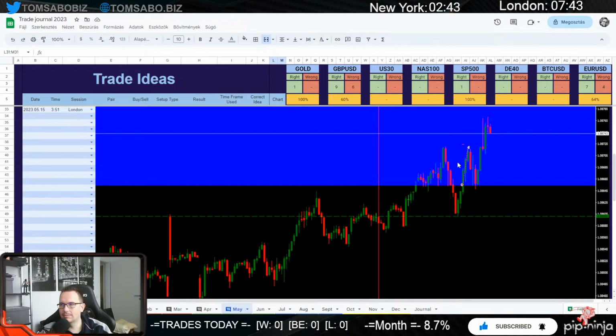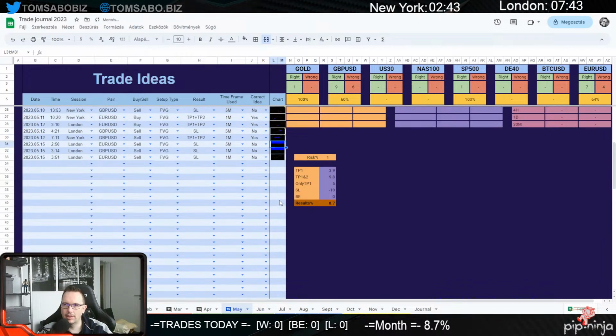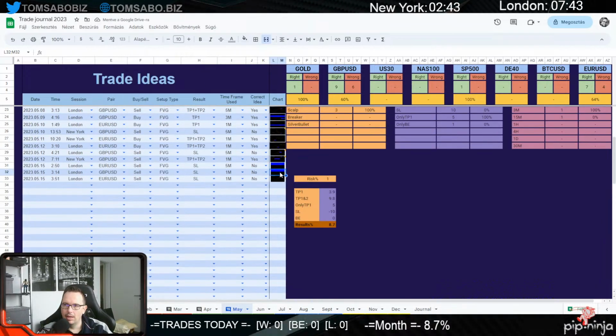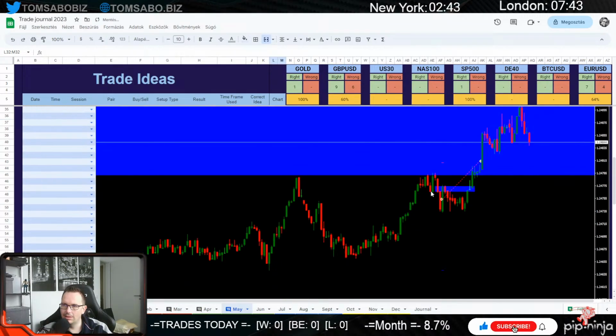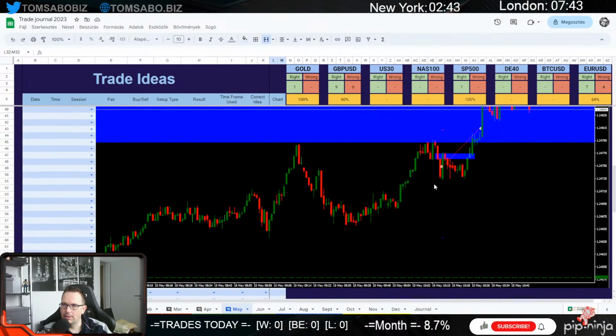Could have worked, but as you can see, it hit stop loss. So that's it. And I had another one right here. It took out this previous high. It tapped into this liquidity. Then this candle formation right here. This was on the pound dollar.